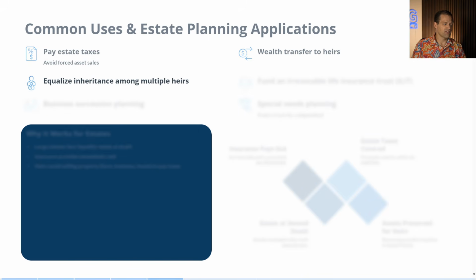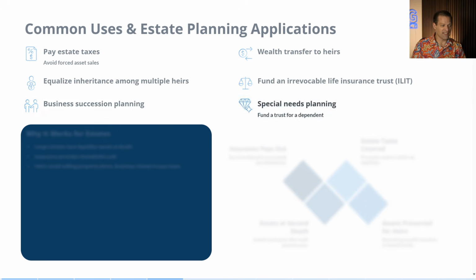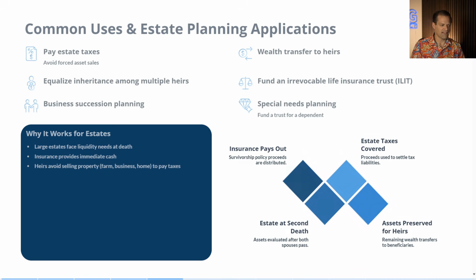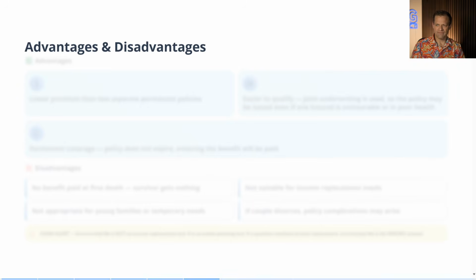Wealth transfer to heirs, equalizing inheritance among multiple heirs, funding what's called an irrevocable life insurance trust, business succession planning, as well as special needs planning, so that you fund a trust for a dependent. It works well for estates because large estates face liquidity issues and needs at death, and insurance provides immediate cash on hand to take care of those. And it avoids having heirs do fire sales to sell property like businesses, homes, etc., to pay taxes. And this is how it looks ultimately as it is done.